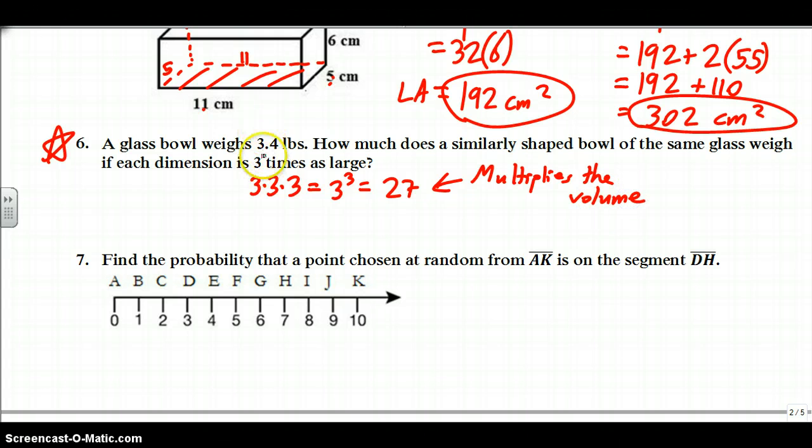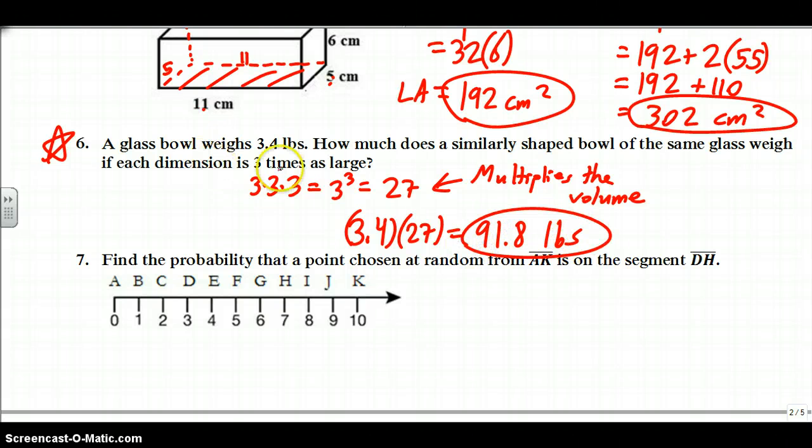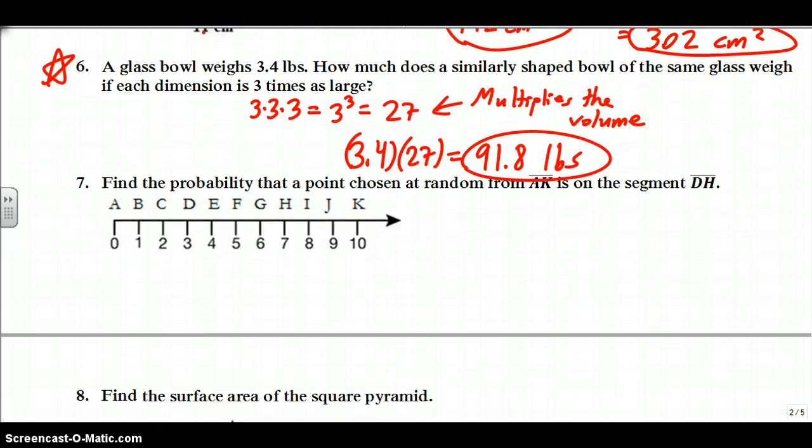Most people are just going to take 3.4 times 3, and they're going to be wrong. Of course, that'll be an answer choice if this is multiple choice. But you have to take it times 3 cubed. So whatever you multiply every dimension by, you have to cube that and then multiply it by its weight. Okay? And that'll get you your answer. Not complicated, but a lot of people just forget to cube the number.